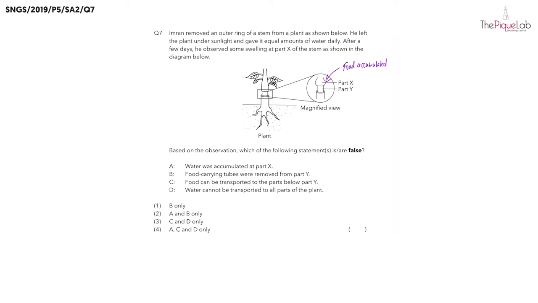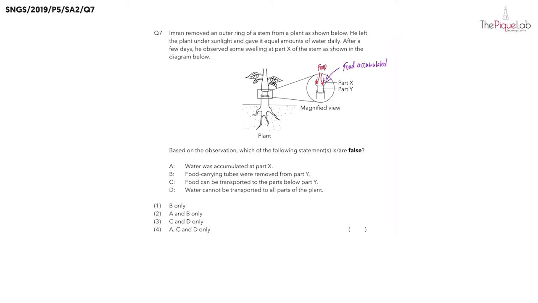And the reason why food has accumulated in part X is because food cannot be transported past the cut down to the roots. What tube is responsible for transporting the food in the plant? Is it the water-carrying tubes or the food-carrying tubes? You have the food-carrying tubes that are responsible for transporting food up and down the plant.